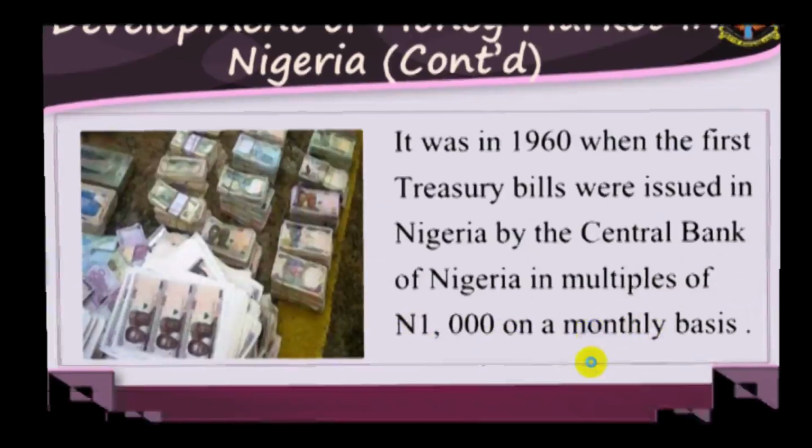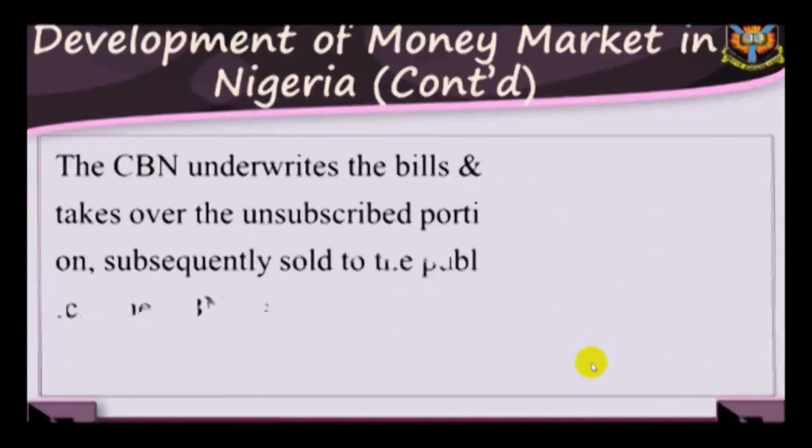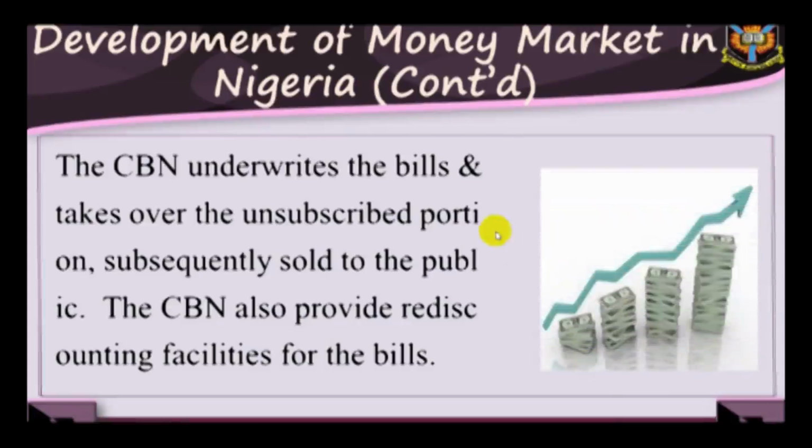The regular weekly issue of the bills was replaced with monthly issues in 1963. Later, the treasury bills were issued in multiples of 2,000 and were for 3 months with a fixed discount rate. Any prospective buyer must make his application through a licensed bank or acceptance house. The CBN underwrote the bill such that it takes over the unsubscribed portion, which was subsequently sold to the public.